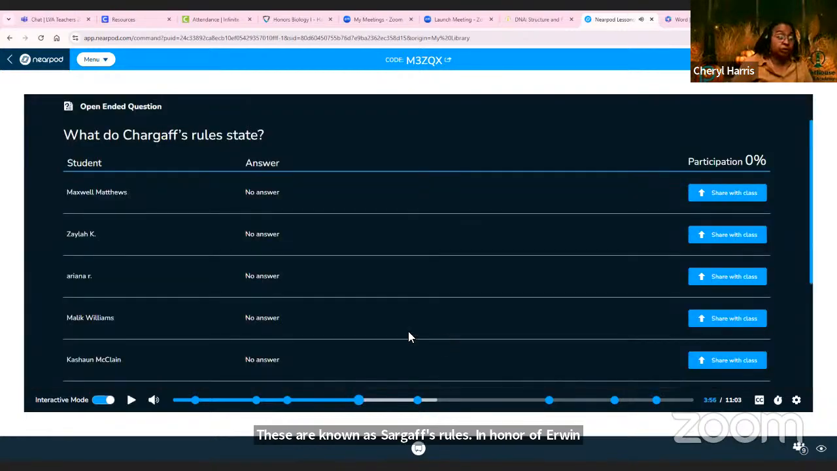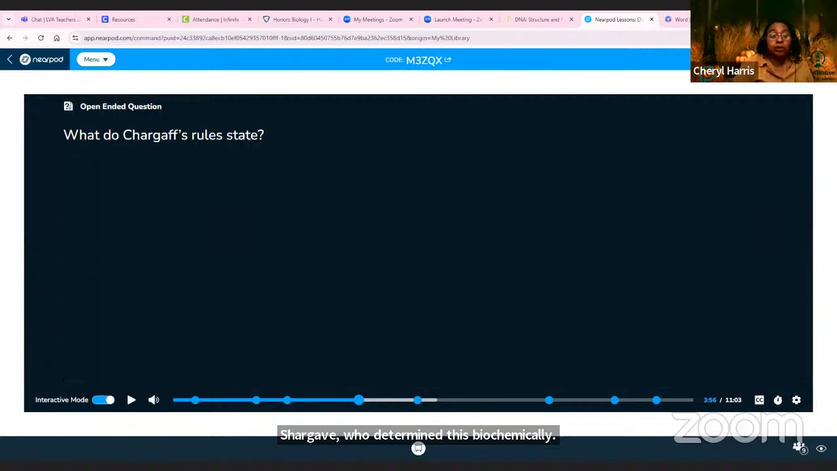Okay, so I told you the notes from Canvas would come back up. So go ahead and answer that question. And this is, like she said, the business end. This is one of the most important things that you have to know about DNA. Who matches with who? Which base matches with which base?